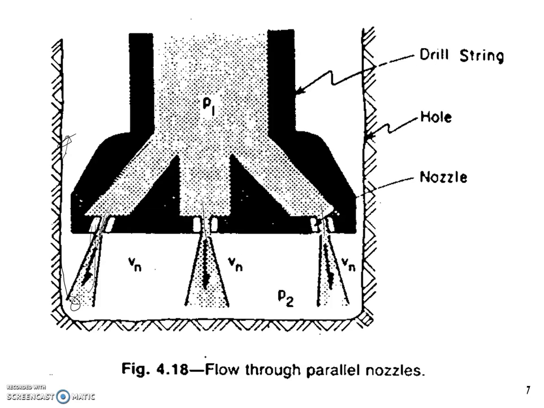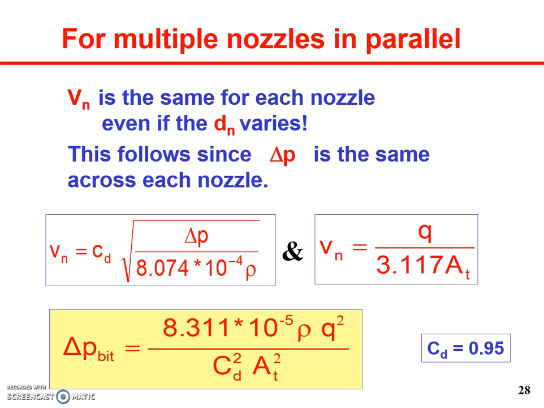So in chapter 4 in the book, it is discussed exactly how this equation is derived, so we are not going to go over the derivation of this equation. But pressure drop is a function of the flow rate, a function of the cross-sectional area of the nozzles, and a function of the density of the drilling fluid, and it's calculated through the equation.